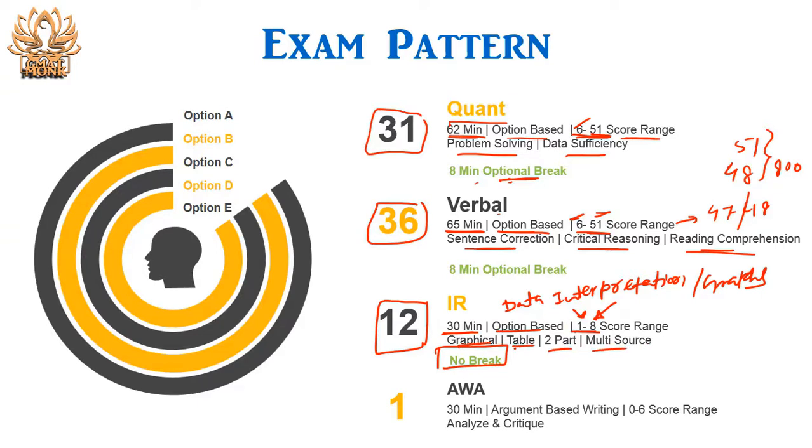So there are 4 types of question: graphical, table, 2-part analysis and multi-source reasoning. And then after finishing this subsection IR, you would directly go to the next part of this section, that is AWA. So there will be 1 essay, normally an argument based essay. So 30 minutes duration again. So for IR also 30 minutes would be there, and then for AWA also there would be 30 minutes. So argument based writing would be there, and the score range would be 0 to 6. So you can get the minimum score as 0 and the maximum score you can get is 6.